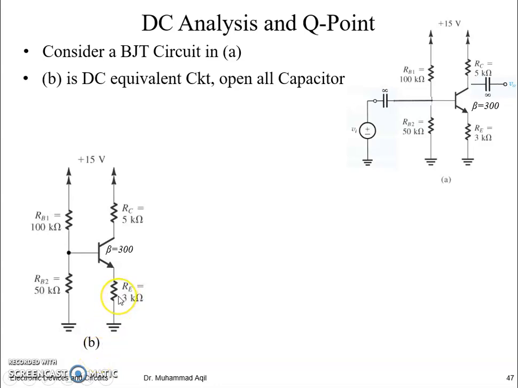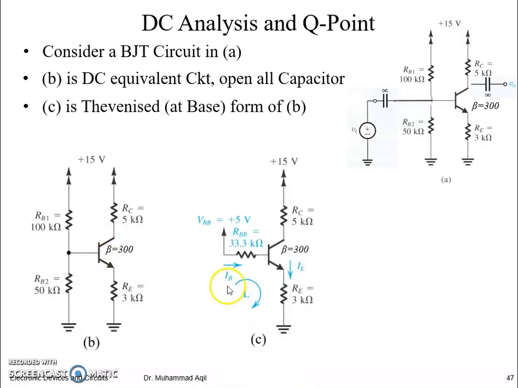To analyze this circuit, it is easy to Thevenize this circuit at this node, the output seen out of the base of this NPN BJT transistor. We have already studied this, and you can revise your previous lecture to get a Thevenized circuit like this. So this whole circuit will be obtained.